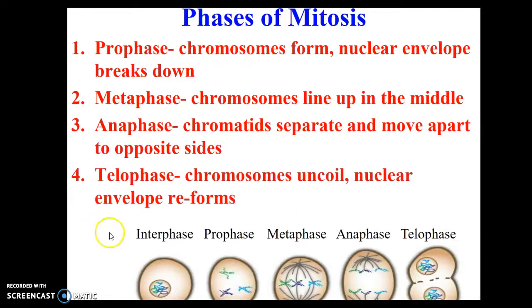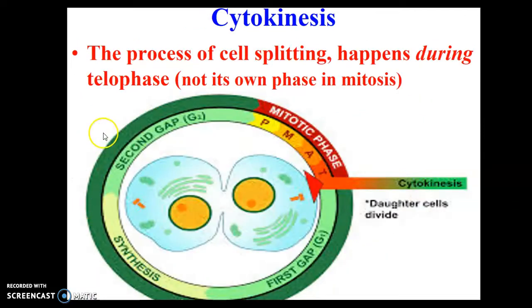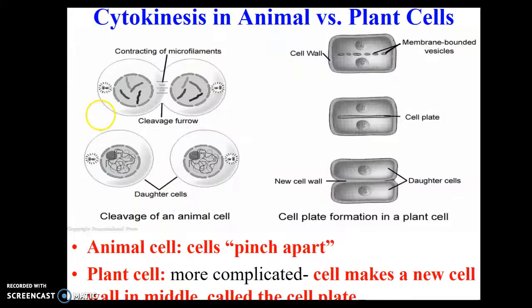You can always pause this if I'm going too fast and jot some of this stuff down. I'm going fast because I want to get through it all. And I know that you can pause it. The difference between a plant cell and an animal cell is the formation of that cell plate right there.